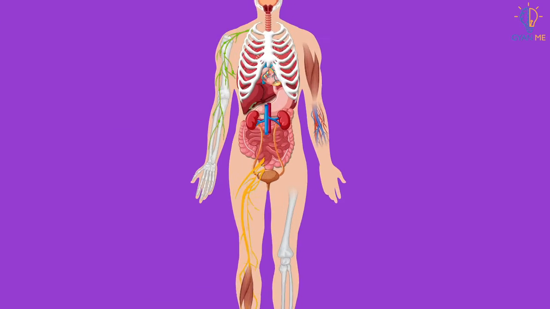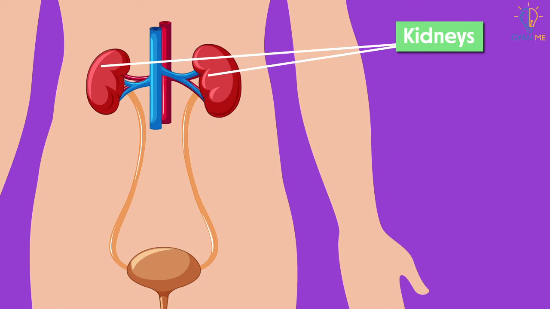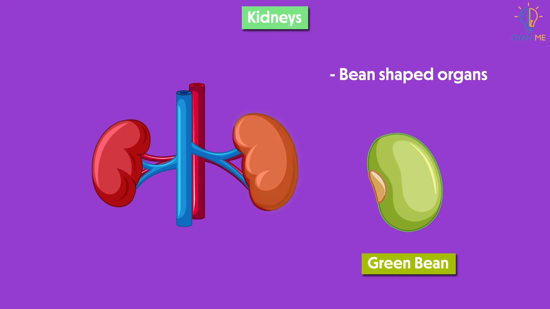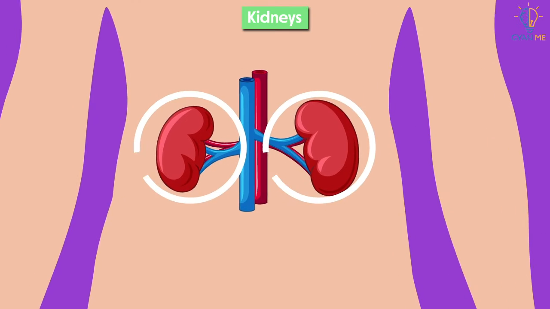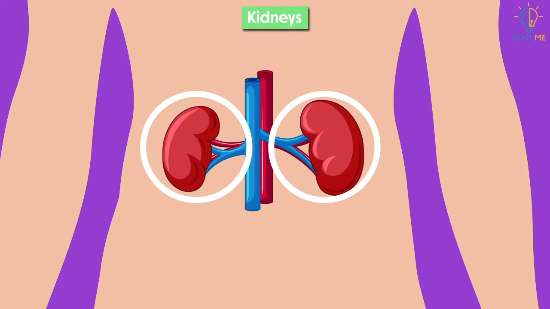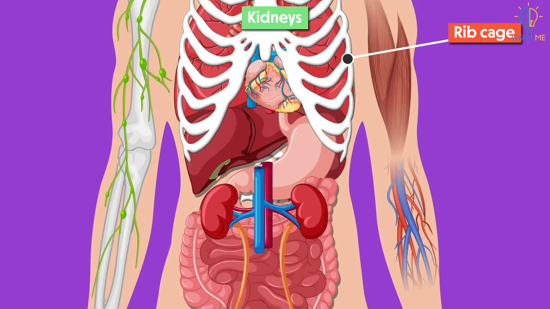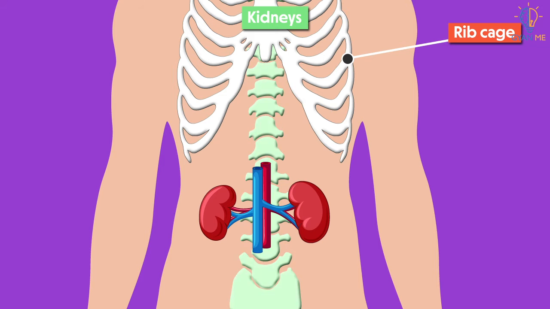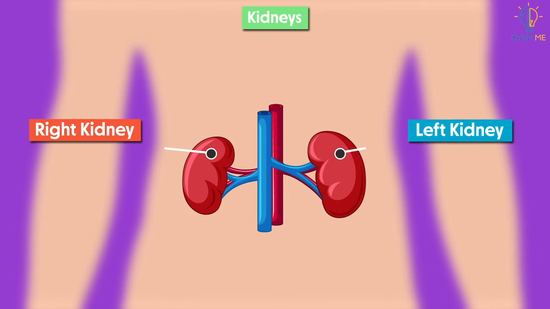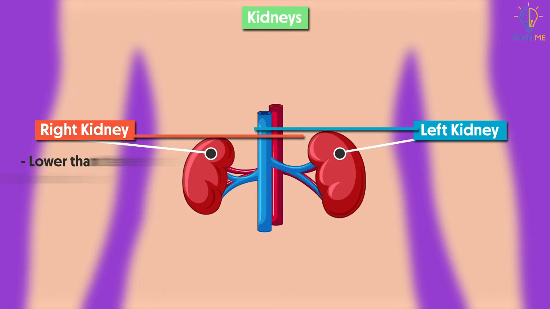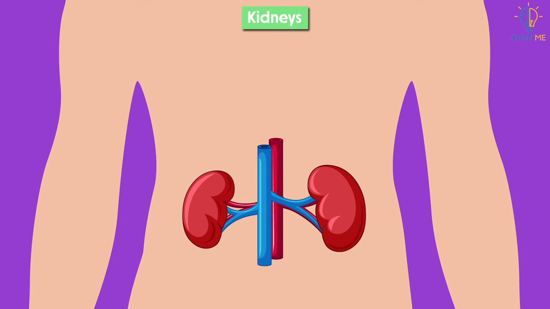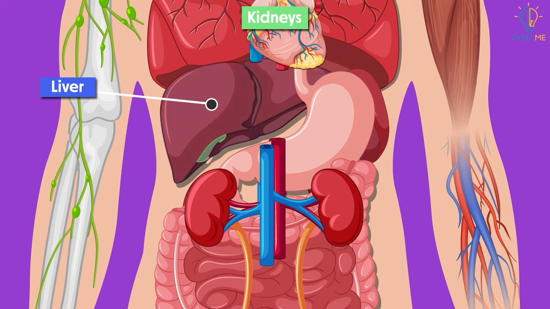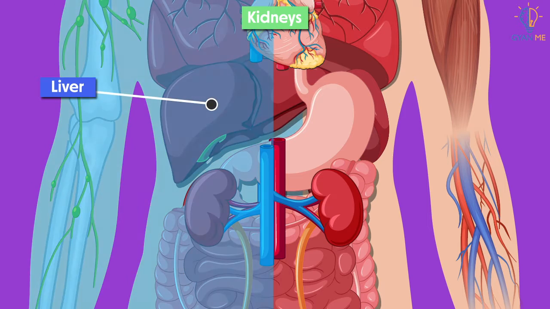Today, let us zoom into human kidneys and explore their structure. The kidneys are bean-shaped organs which are reddish brown in color. Human beings have two kidneys located in the abdomen, just below the ribcage, one on either side of the backbone. The right kidney is placed lower than the left kidney and is also slightly smaller in order to accommodate the liver, which is present in the right half of the body.